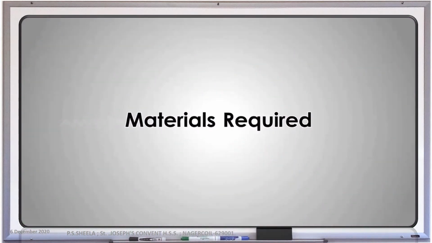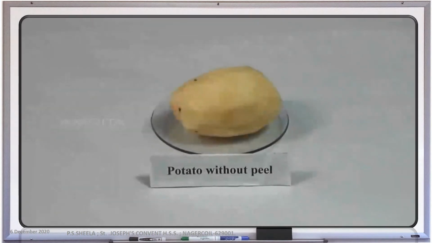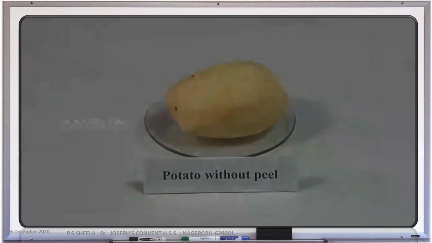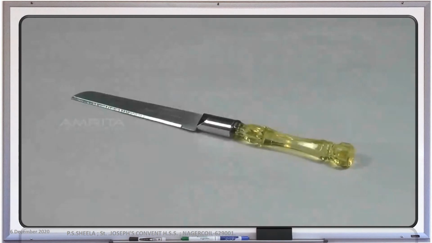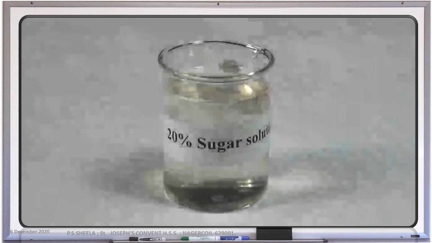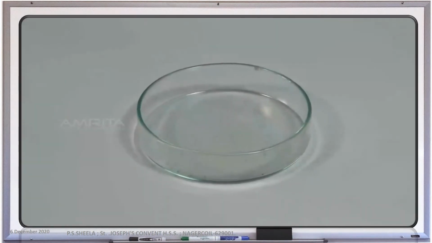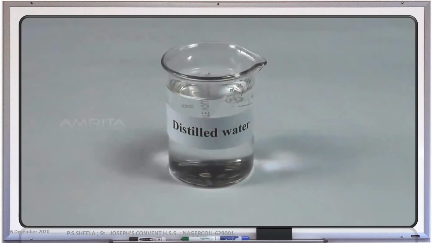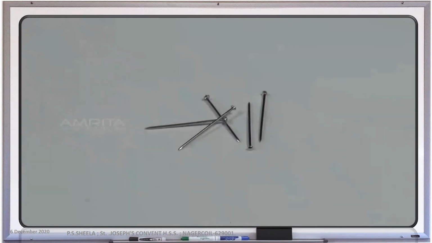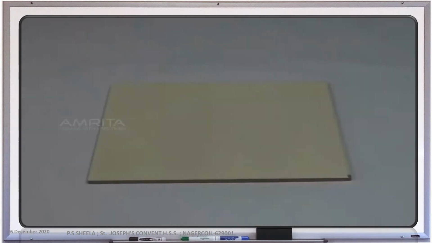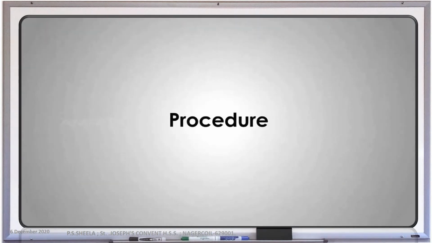To do the experiment we require a large potato without peel, knife, 20% sugar solution, Petri dish, distilled water, pins, and a tile. Procedure.